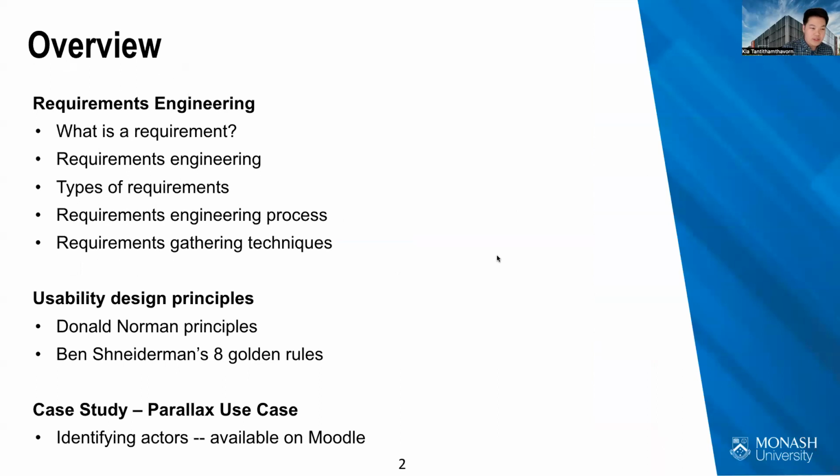Today we will talk about three key things. First is requirement engineering: what is the definition, what are the types of requirements, what is the process, and what are the techniques. Once everyone understands this, we can gather the requirements and understand what the end users need, so we can develop the right system for the right users.